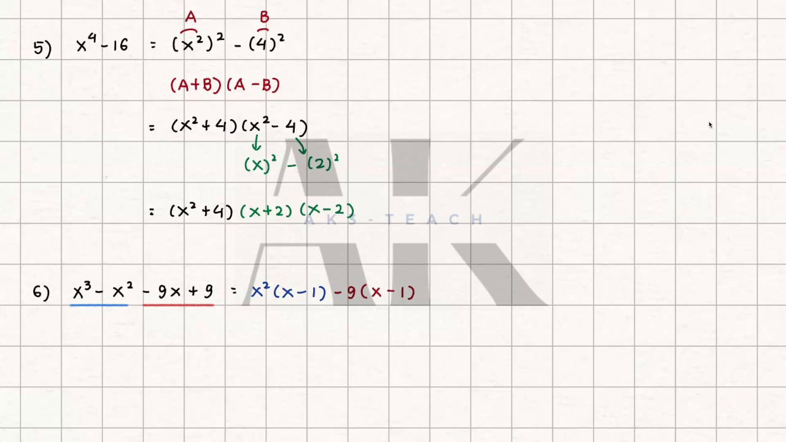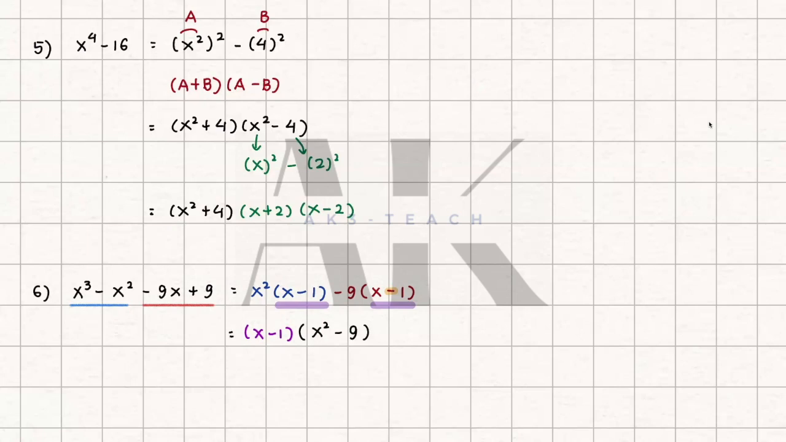Now pay attention to the sign here. It becomes negative here because this combined with this will give you a plus here if you open up the bracket. So it is intentionally negative there. But now that you see this, can you see a pattern here? That this and this, they're the same. So let's take them out. I'm going to take the x minus 1 out. And what do I end up with? I still have x squared from the first term, and then minus 9 from the second term.